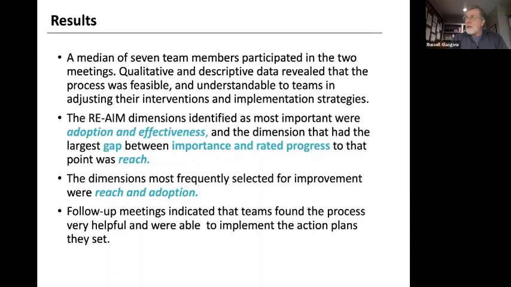They found that the dimensions defined as the most important, again not in every case, but in general, were adoption, meaning that this is able to be done across a wide variety of different settings and different staff, and then effectiveness, not surprising there. The dimension that had the largest gap, again in this gap analysis, was reach, pretty consistently. The ones that were selected, after this feedback, by the teams to work on to try and improve were fairly evenly distributed between reach and adoption.